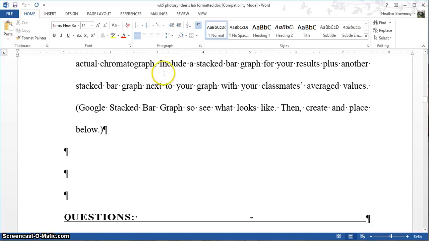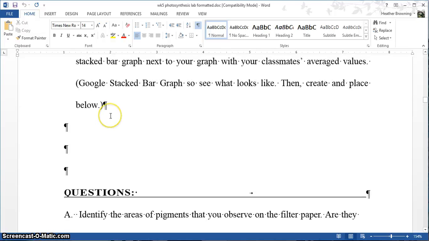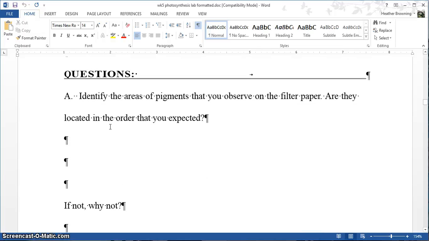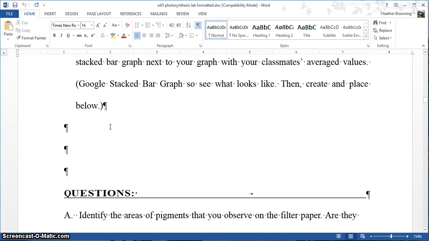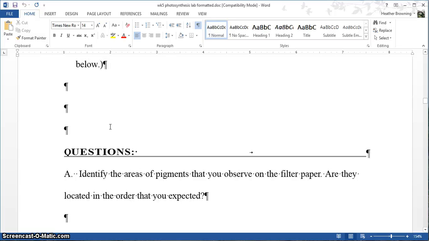If you're confused, Google it and then create below. Or ask me and I will Google it and show you a picture, okay? Because it's a little confusing. Once you see it, it will totally make sense. I could Google it now, but that would be too helpful.